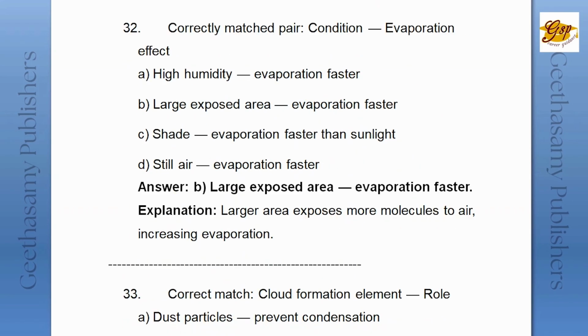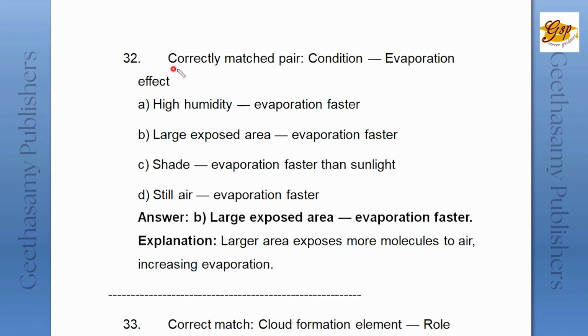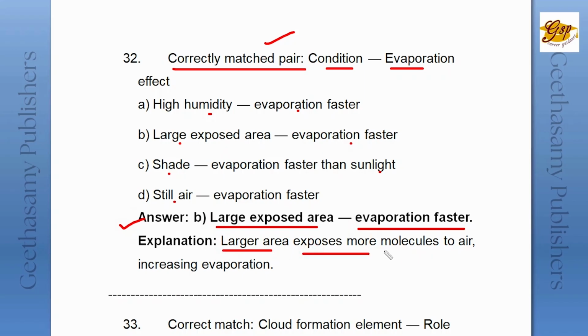And 32nd question, which is correctly matched, that is condition and evaporation effect? High humidity, evaporation faster. Larger exposed area, evaporation faster. Shade, evaporation faster than sunlight. Still air, evaporation faster. Here the correctly matched pair is large exposed area, evaporation faster. When the area is large, it exposes more molecules to air and increases evaporation.